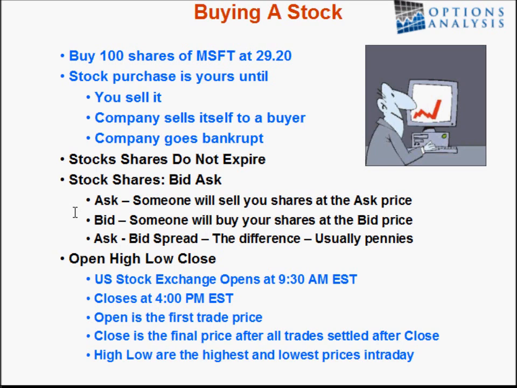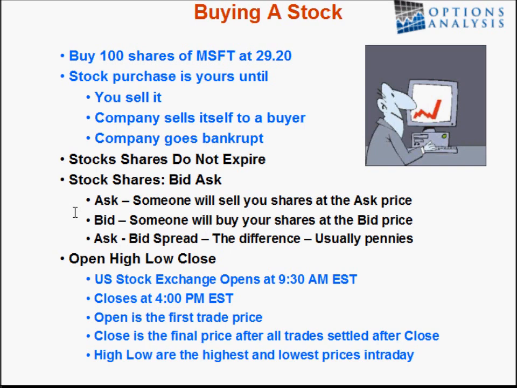When you want to buy or when you want to sell your stock, there is an ask and a bid. An ask is the price someone will sell you shares at right now, no questions asked. A bid is the price someone will buy your shares from you. Typically, the ask is higher than the bid. The difference is called the bid-ask spread. For stocks, it's usually in pennies. Sometimes there's almost no difference that you can see.